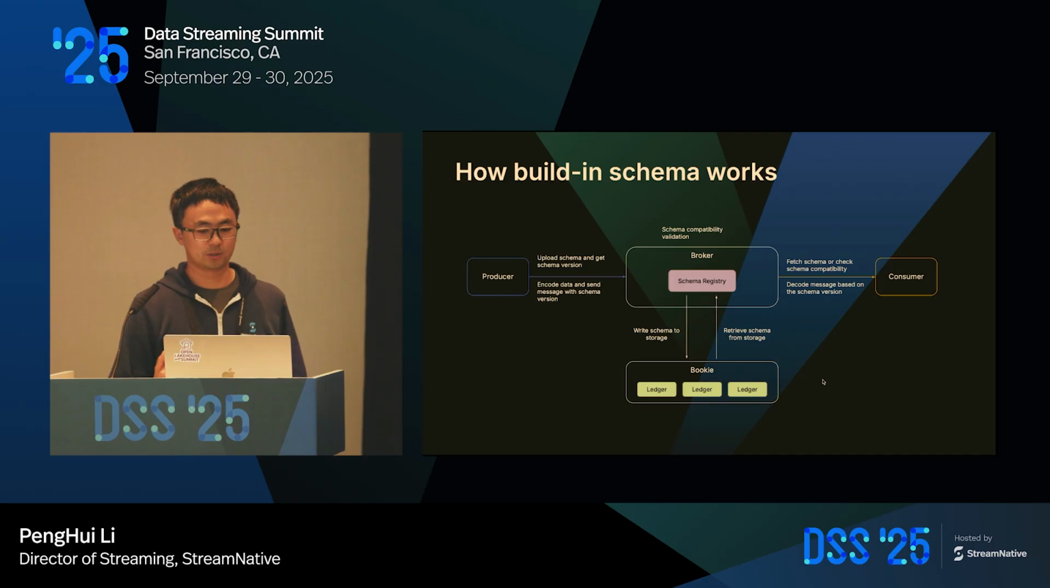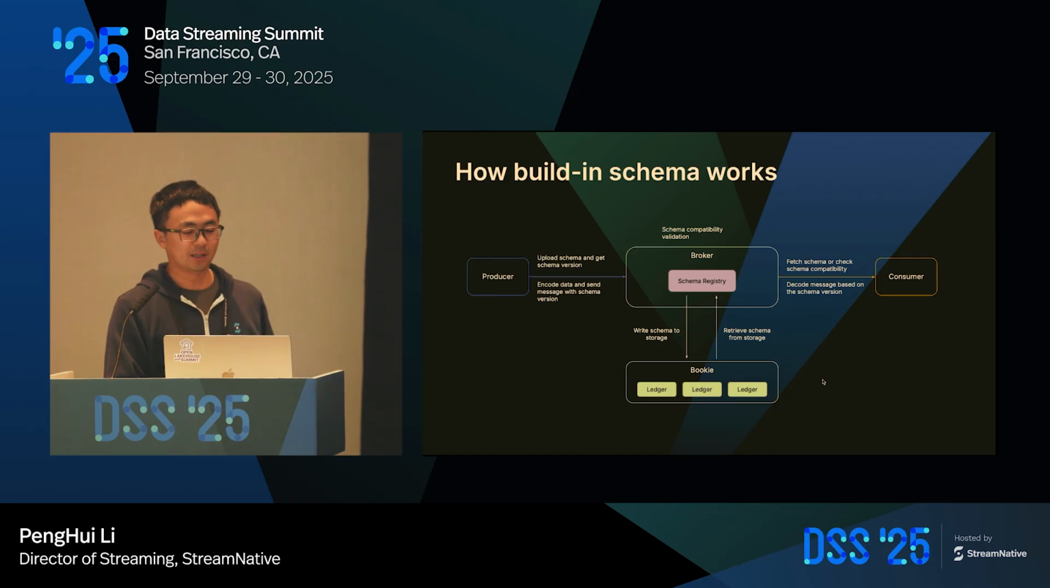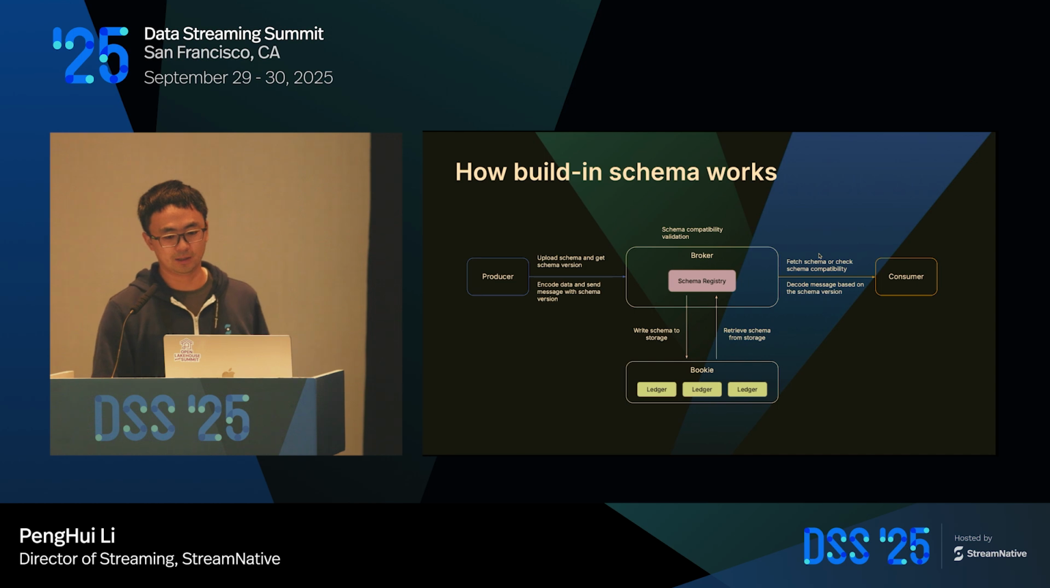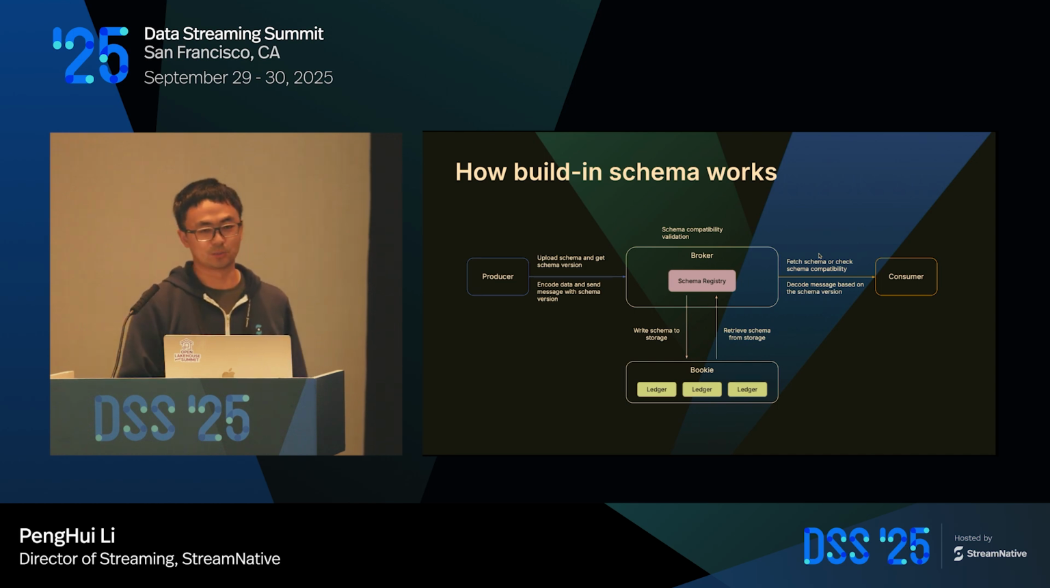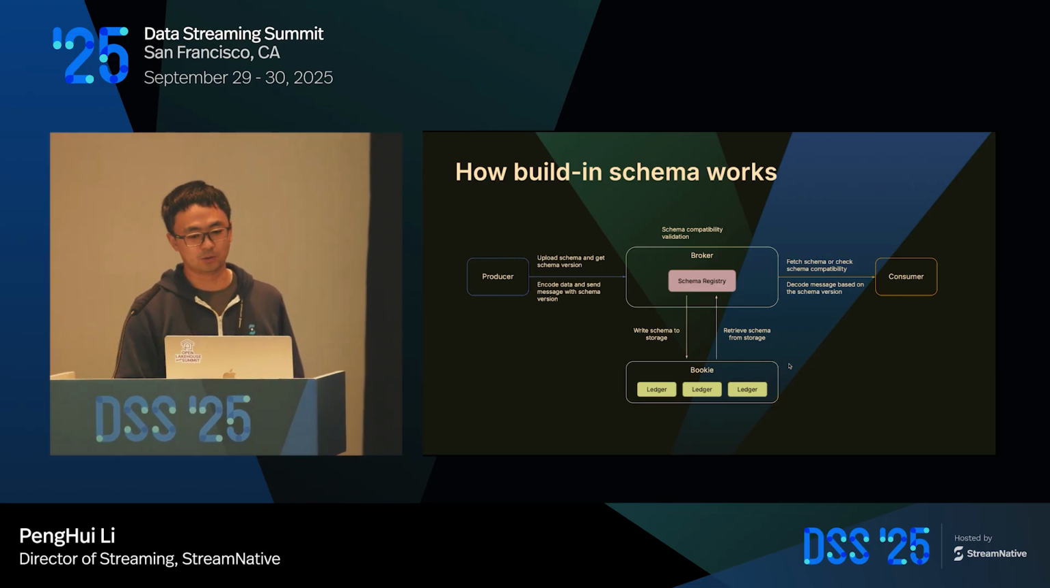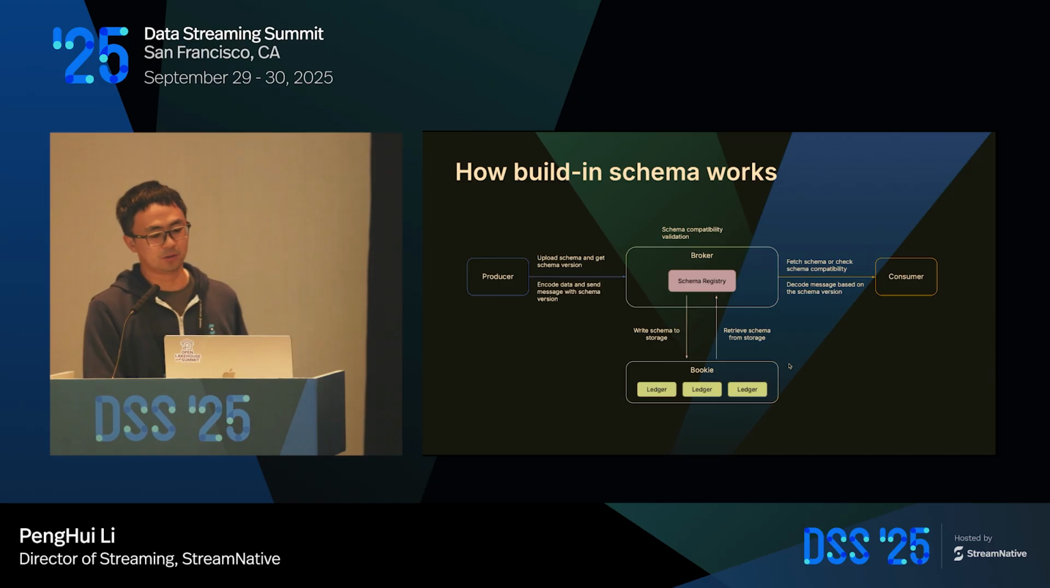On the consumer side, the consumer gets the data and can know which schema version is associated with that record or message. Then it fetches the schema from the schema registry. The broker already provides that API, so the consumer just fetches the schema and decodes the data, and you get your structured data, defined based on your schema.